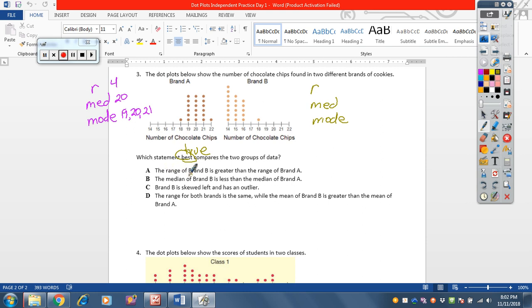Okay, A says the range of brand B, whatever that is, you found it, is greater than the range of brand A. Well, I decided the range of A was 22 minus 18, so that was 4. So whatever you got for B, is it greater than 4? The median of brand B is less than the median of brand A. Median for A was 20. Is the median for B less than 20?